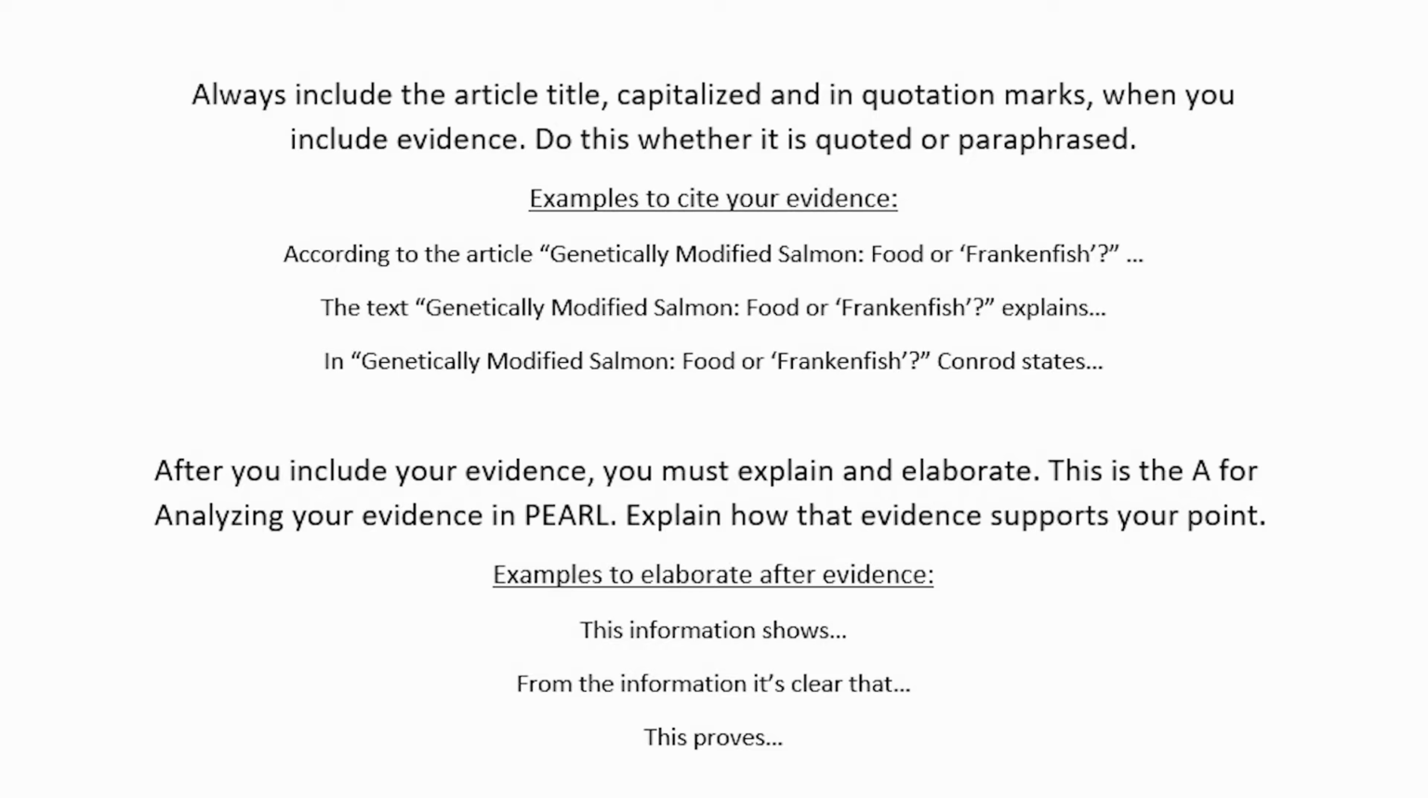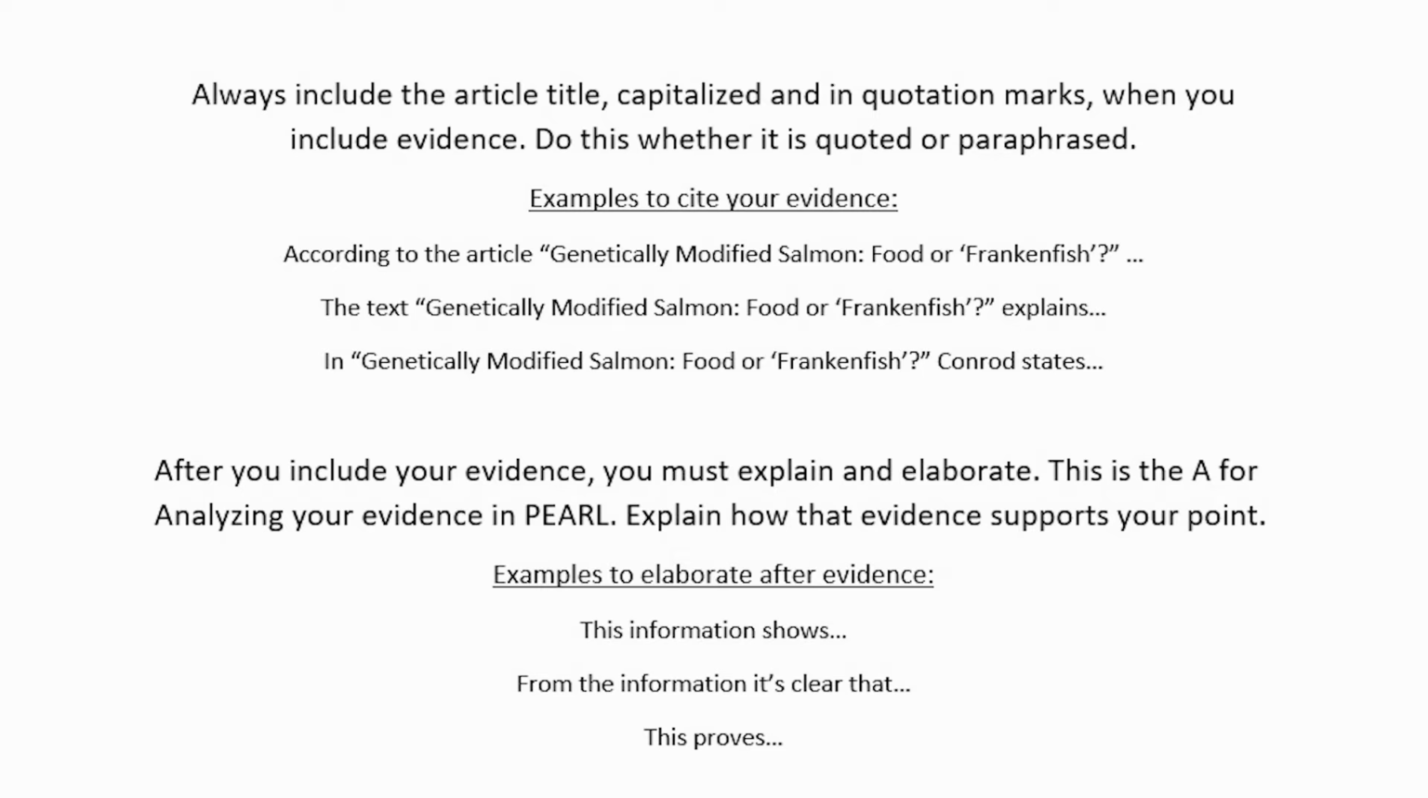So if you'll see right here, we've got just some ways that you can do that. Remember, you always include the article title in quotation marks and capitalize it. We always need to say where this evidence is coming from, and we have some examples of how to do that here. According to the article, "Genetically Modified Salmon, Food, or Frankenfish," the text "Genetically Modified Salmon, Food, or Frankenfish" explains. In "Genetically Modified Food or Frankenfish," Conrad states. There we include the last name of the author, kind of add some formality to it.